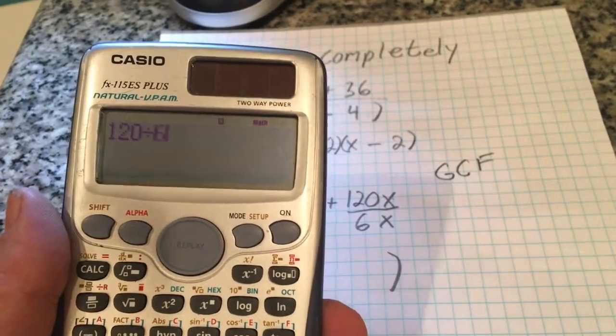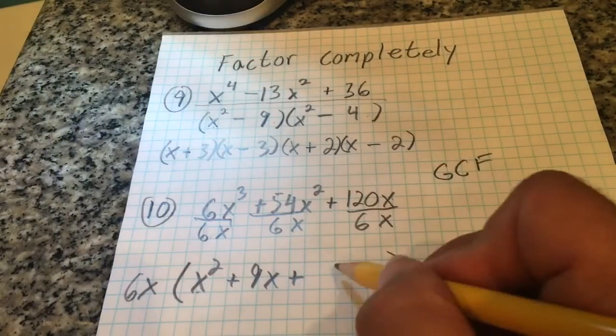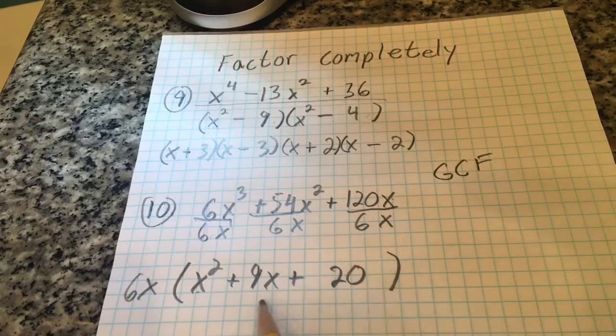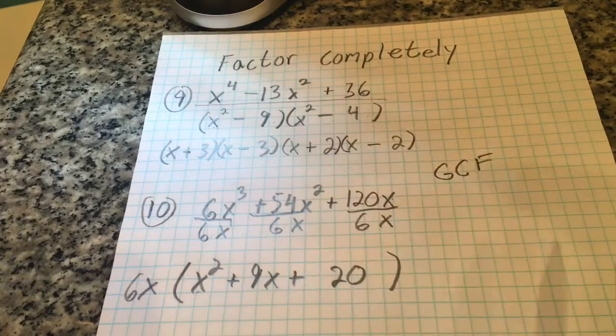I'm going to be real careful. I believe it's 20, but I want to be totally sure. And there it is. 120 divided by 6 is 20. So now I want to see if I can factor this because, again, it says factor completely. So that's what I want to do.